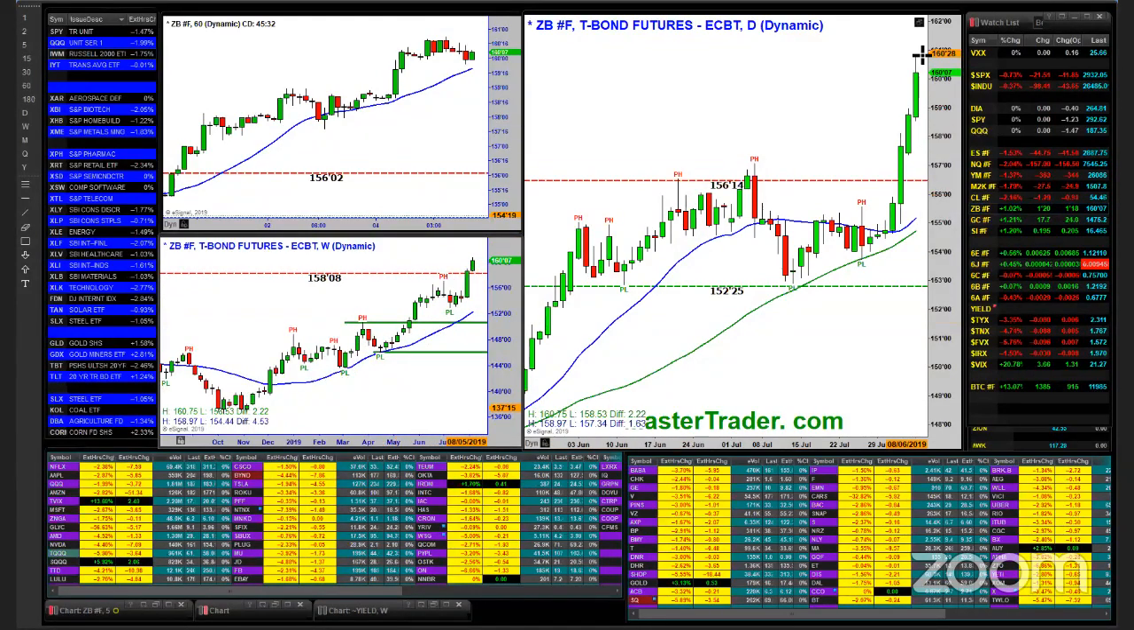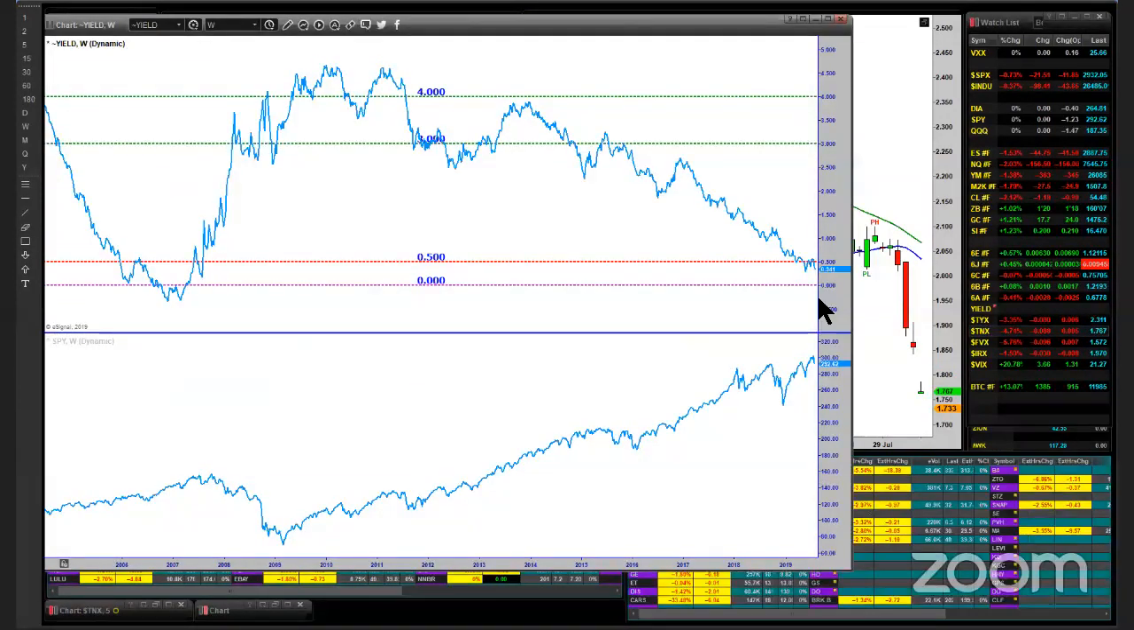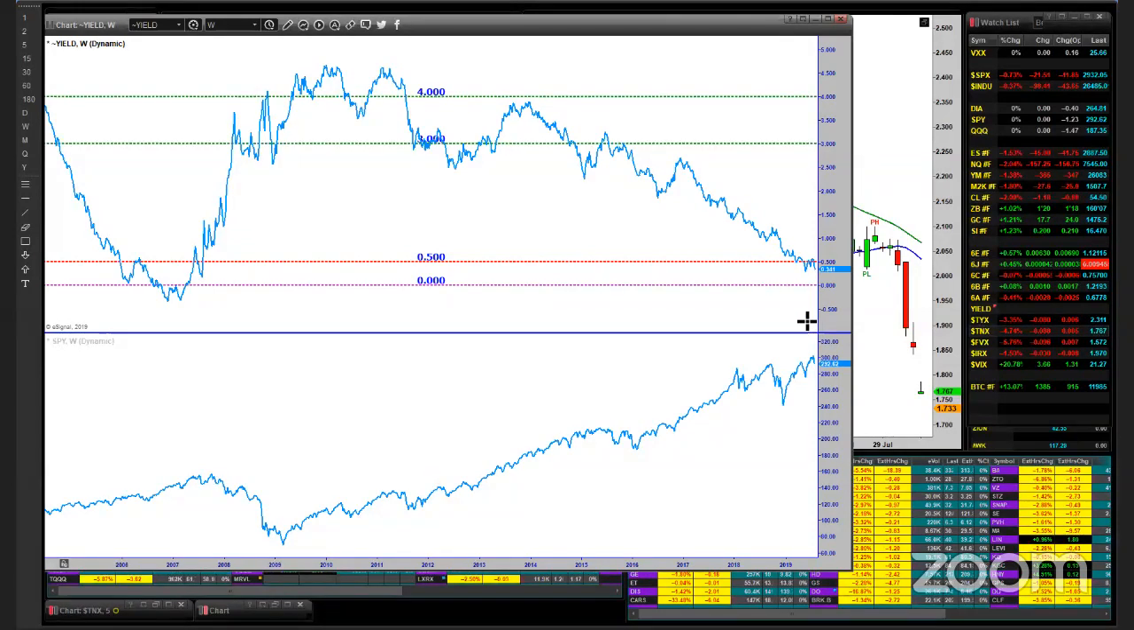And now with bonds ripping higher like that, we've got yields falling dramatically, which is potentially the last holdout as far as the yield curve inverting. The other measurements of rates, the 3-month against the 10, the 3-month against the 5, have already inverted. So this is the last holdout, so to speak.